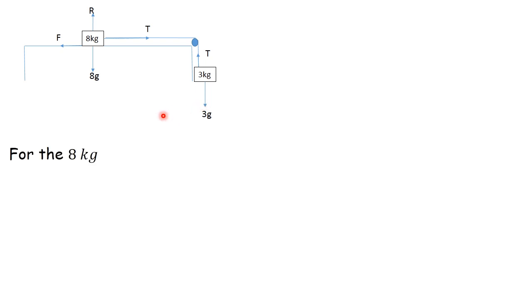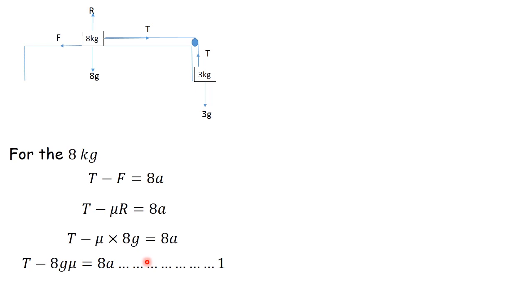For the 8 kilogram mass, it is moving in this direction, being pulled by the 3. So T is greater than F. Our resultant force will be T minus F equals ma when we use Newton's second law of motion. When we substitute for F, F is equal to mu R and R is equal to 8g. So we shall say T minus mu times 8g is equal to 8a, and that becomes our equation 1.